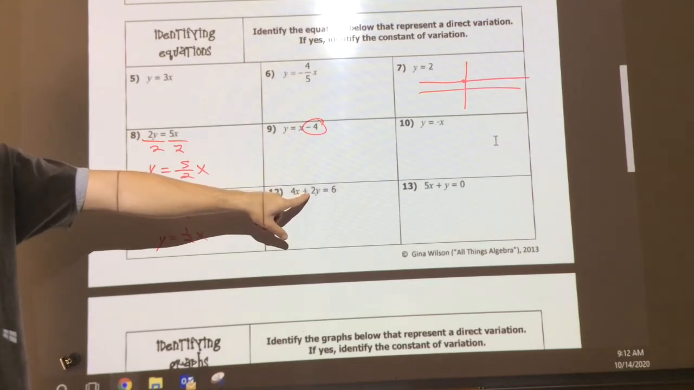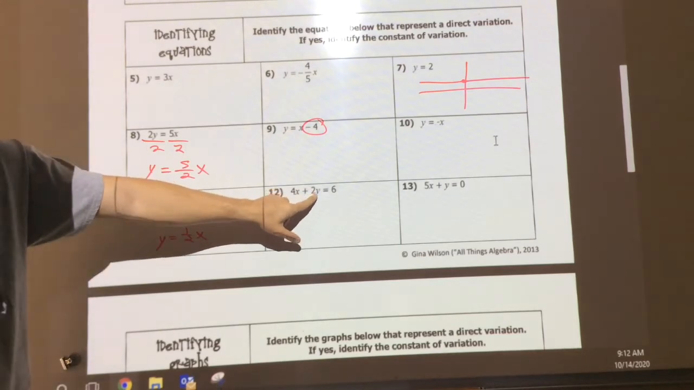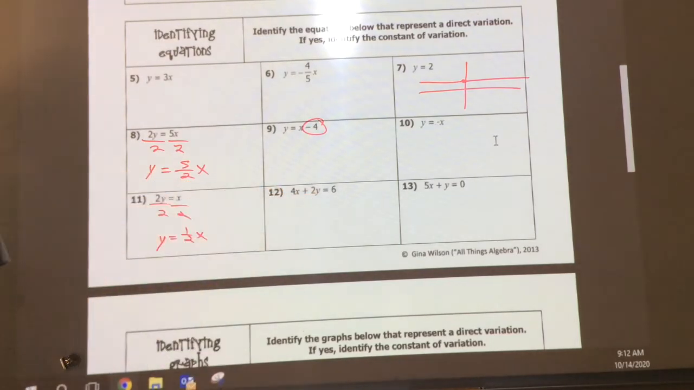Over here, standard form. Still not there. Convert this to slope-intercept form on your own. I want you to practice this. Convert this to slope-intercept form. We're on number 12.